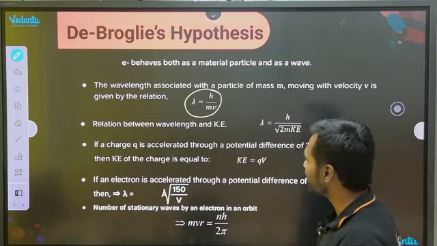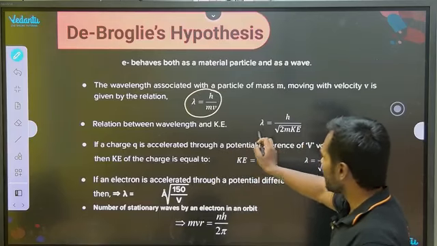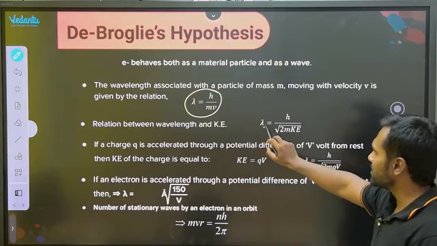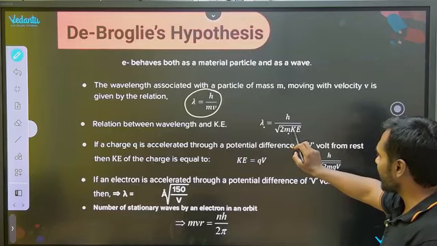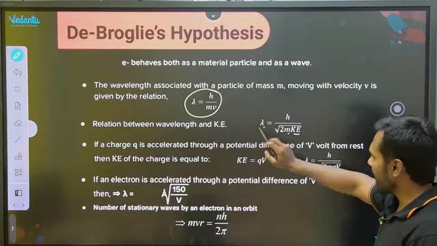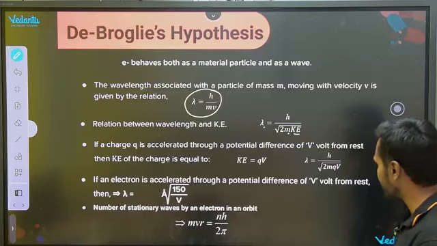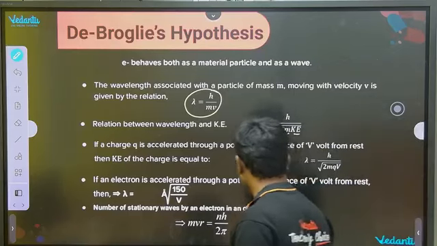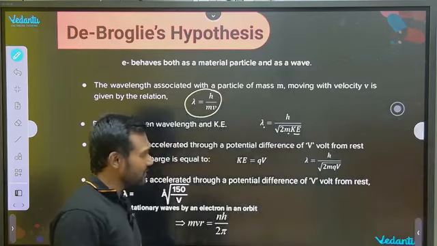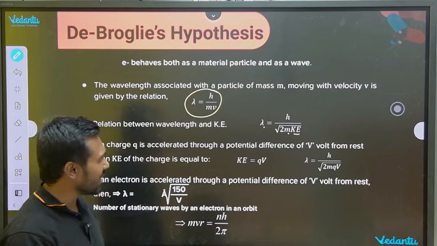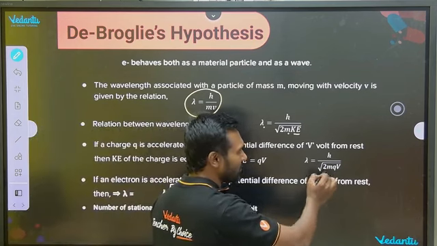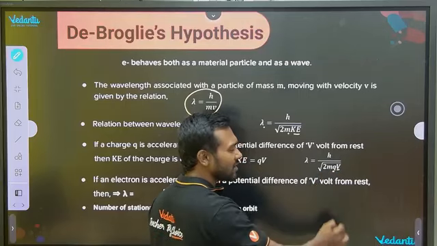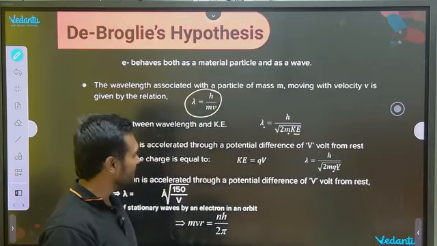And what is the relationship between wavelength and kinetic energy? I'm not going to do the derivation here. Lambda is equal to h by root 2m KE, where m is the mass of the electron, KE is kinetic energy, and h is Planck's constant. And what is the relationship between potential and wavelength? Lambda is equal to h by root 2mqV. Here q is charge and V means potential, not velocity.